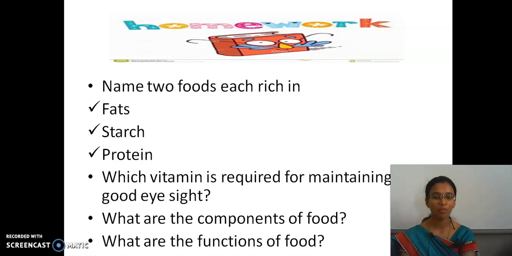Next, what are the components of food? What are the components of food? And then what are the functions of food? So answer all these questions. Write the answers in a classwork.